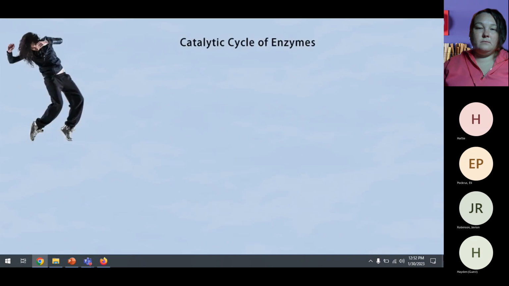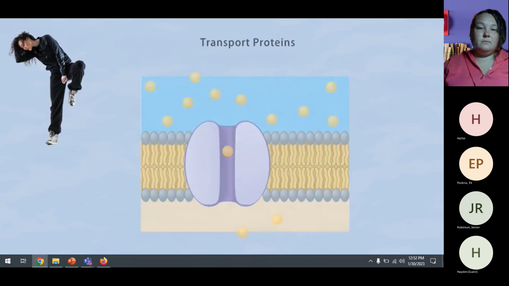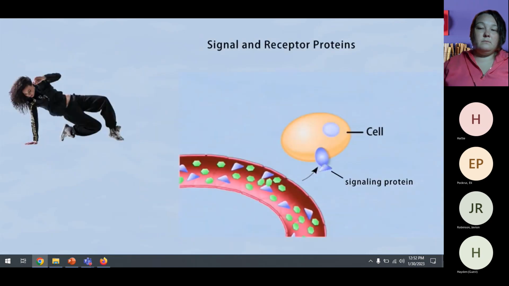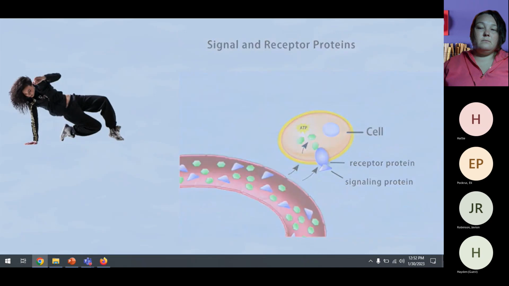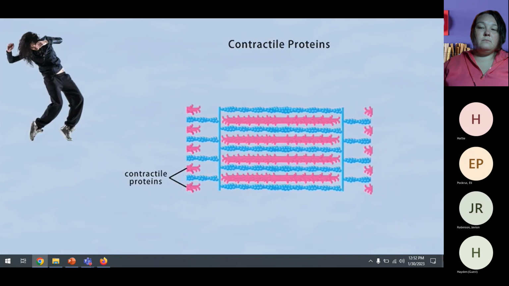For instance, enzymes are proteins that catalyze and regulate all the chemical reactions of your body. Other proteins, called transport proteins, move molecules into and out of your cells across the cell membrane. Some proteins act as signaling molecules that bind to protein receptors on cells and help to coordinate your body's activities. For example, the hormone insulin is a signal that causes cells to take up glucose. And the contractile proteins that make up your muscles let you dance.